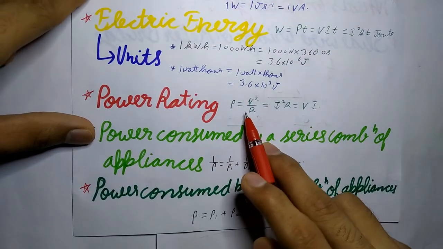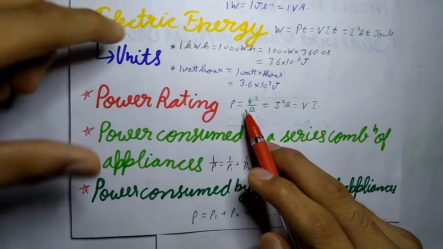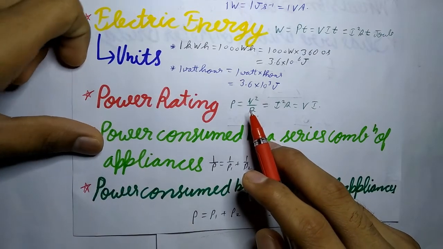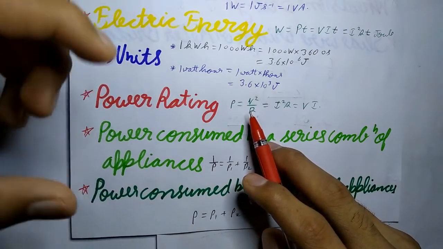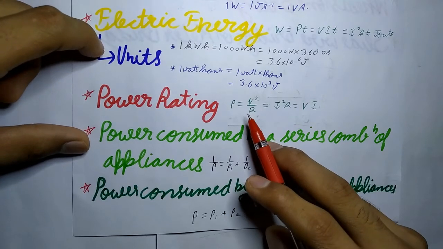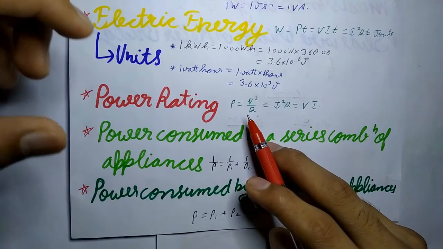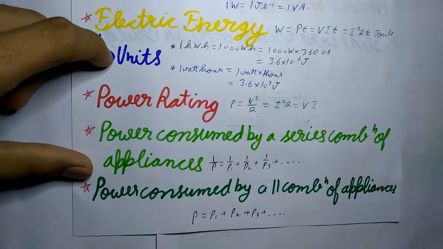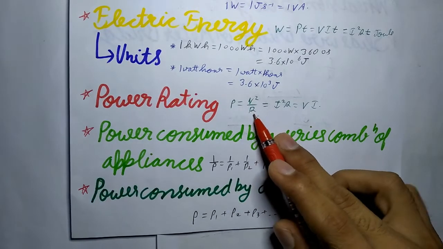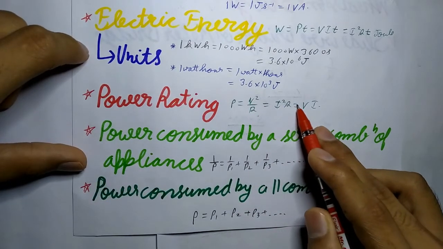Now next is power rating. The power rating of an electrical appliance is the electrical energy consumed per second by the appliance when connected across the marked voltage of the mains. So P = V²/R, which equals I²R, which equals VI.